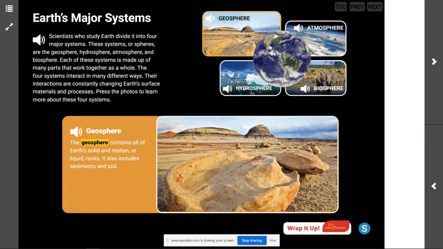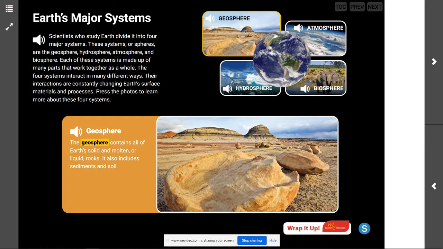Scientists, we are jumping into Earth science, and our first stop is the Earth's major systems. Today, you will be able to identify the Earth's major systems, and you will be able to recognize that these systems interact and affect Earth's materials and processes.